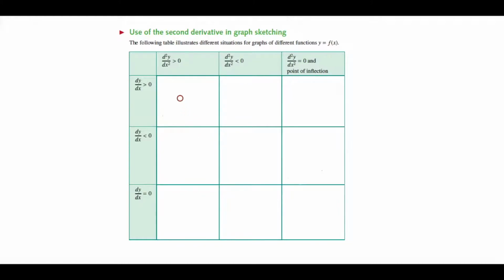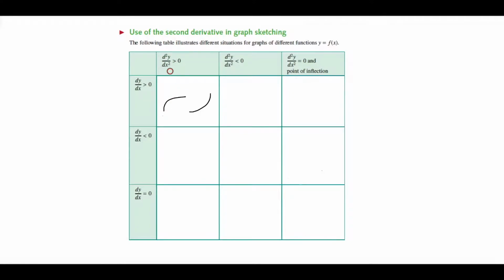Right, let's look at the first cell. dy/dx is bigger than 0, d²y/dx² is bigger than 0. Now what does that mean? Let's get all the possible curves you can get with the positive gradient first, because dy/dx bigger than 0 means the gradient is positive. So the two types of curves you can get is this one right here, which is positive because that's a positive gradient, and you can also get this curve right here because that's also a positive gradient. Left to right, the graph is going up, okay?